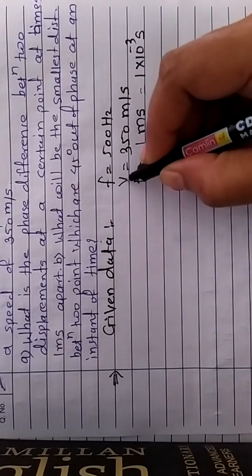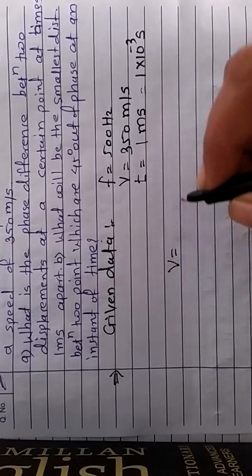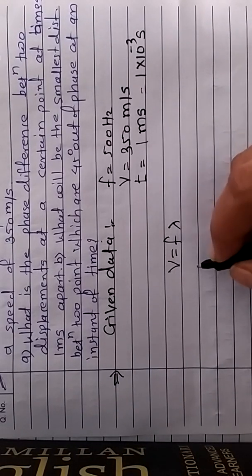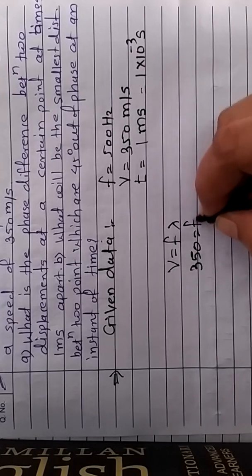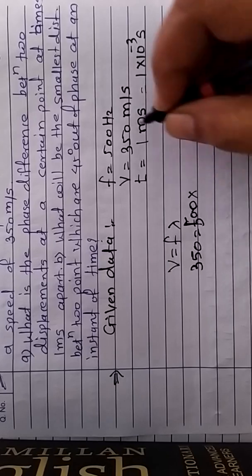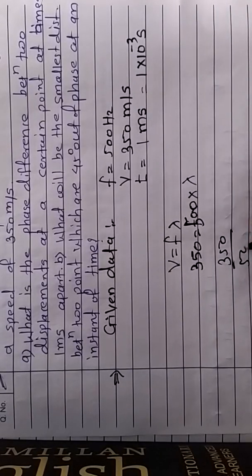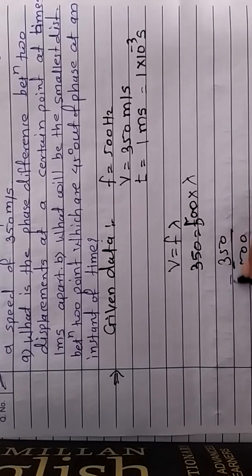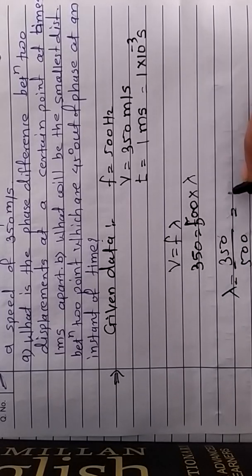Now, we know the relation v is equal to f into lambda. Therefore, substituting the values, 350 is equal to 500 into lambda, meaning 350 upon 500 is equal to lambda. Then calculate the value of lambda. The zeros get cancelled.